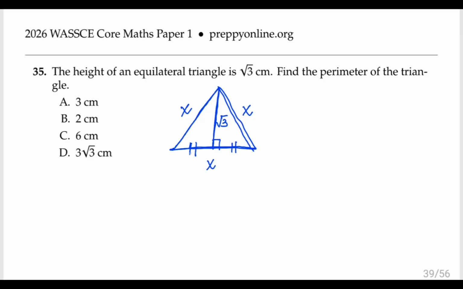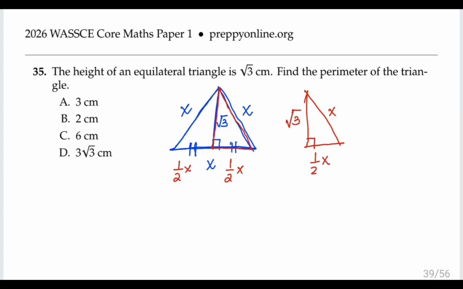So we have this part on the left and this part on the right. That means that each of them has a length of half x. So we have half x here and half x on the side. So we can now look at this triangle. It's a right angle triangle. So we have on one side the square root of 3, on the other side half x, and on the third side we have x. Let me just draw that again. So here is x, here is square root of 3, and here is half x.